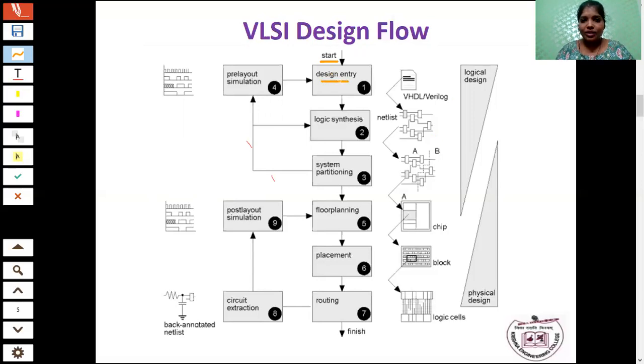In the design entry, we are going to enter our design in a hardware description language. In the design entry step, we can follow two methods: either the schematic, or any hardware description language. The two famous hardware description languages are VHDL and Verilog HDL. That is the design entry.